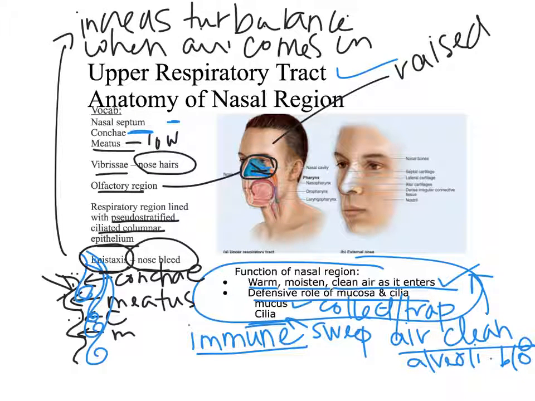Now I'm not going to require you to know all the cartilages of your nose. A lot of you will know them. If you get piercings, the piercers know the cartilages. Now we're going to talk about the pharynx next. So what we're going to do is start at your nose and work our way down through.